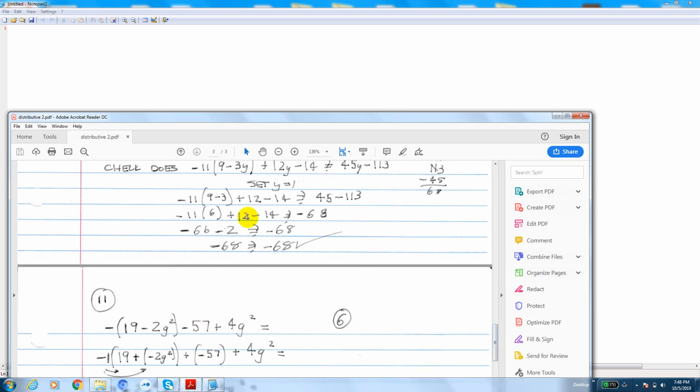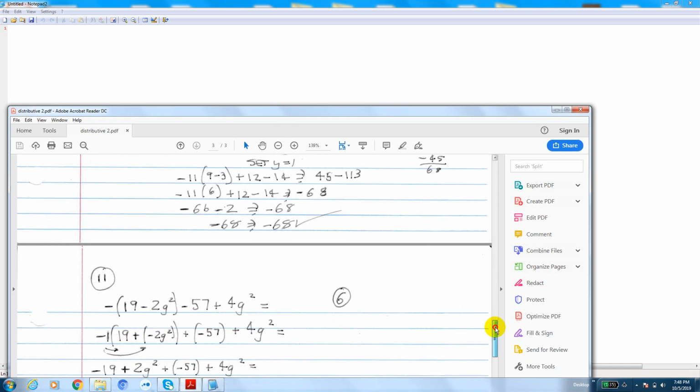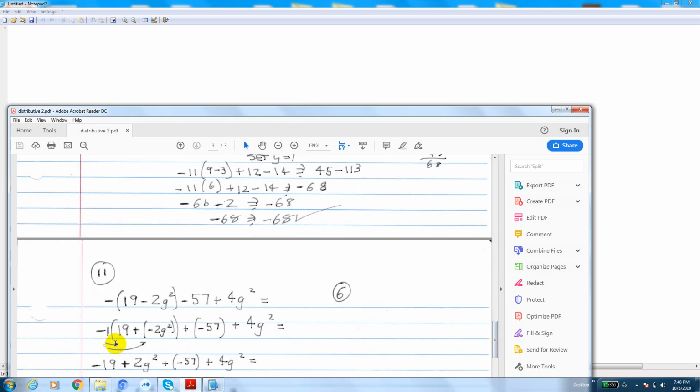So again, you put the negative 1 in front there. I just put a 1 in front there, and then you put a negative 2g, which means you have to do plus negative 2g. Here's a negative 57, which means you have to go plus negative 57, etc., just like that. And then you do the usual distributing. Negative 1 times negative 2g squared is a positive 2g squared, because negative 1 times negative 2 is a positive 2. And then you carry everything through neatly.